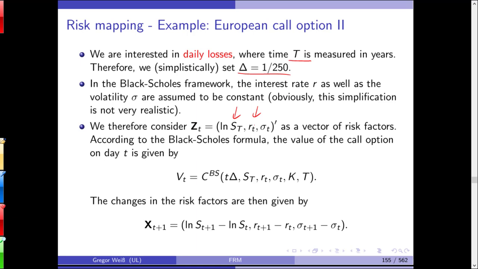Even if we set the risk-free rate to be constant, we still need to have an idea and have a forecast of tomorrow's stock price volatility and the stock price itself. So according to the Black-Scholes formula, you will see that we need these three risk factor changes: log return, change in the risk-free interest rate, and the change in volatility.